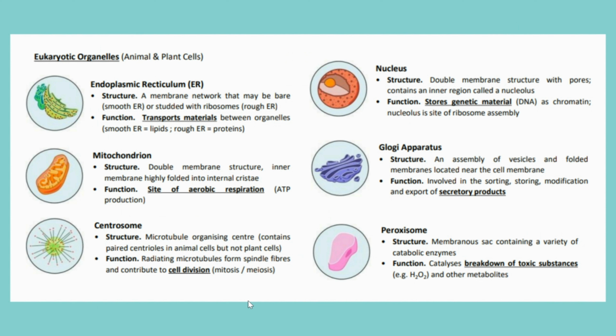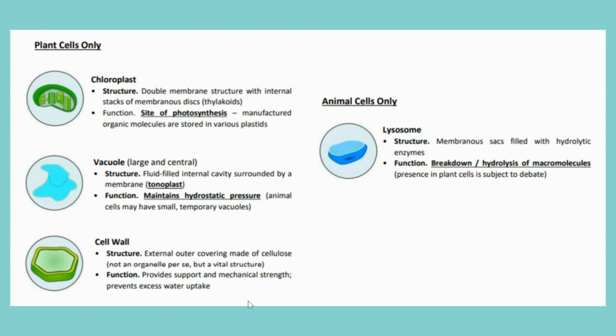So this is an overview of the eukaryotic organelles. You have your endoplasmic reticulum, with your smooth ER and your rough ER. Smooth ER is not studied in IB, so you only need to know it exists, but you don't need to know its function. You will need to know about rough ER though. You have the mitochondria, centrosomes, nucleus, Golgi apparatus, peroxisomes, and in plant cells only you will have chloroplasts. In addition to the ones shown in the previous slide, you will also have vacuoles and cell walls, and in animal cells only you will have lysosomes.